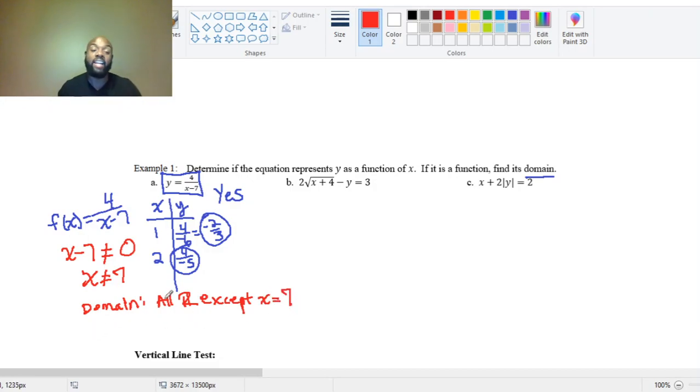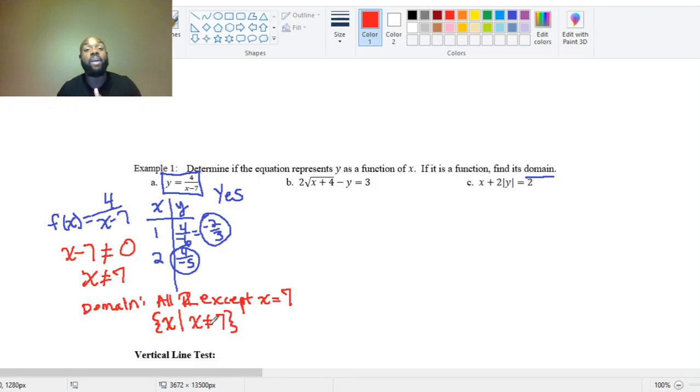Now, that's one way that I can write this. Or I can write it in set notation. I can say that this is the set of all x, because that's my input value, such that x does not equal 7. That's an alternative way to write that. This is using set notation.